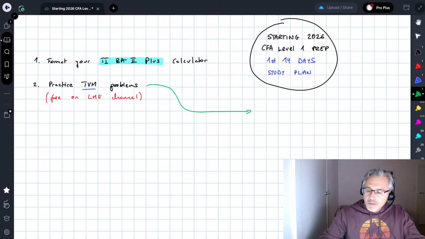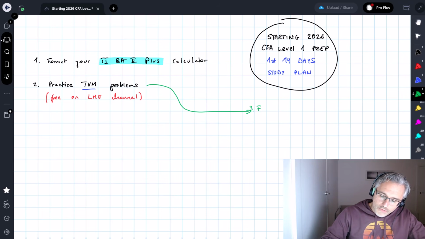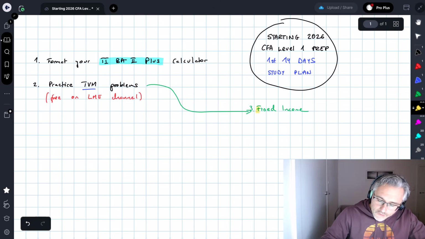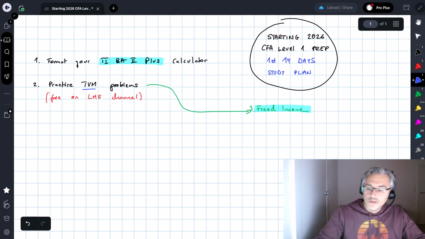So this is where we make the first of those jumps. Let's call this step number 3: go into fixed income. Because fixed income is absolutely reliant on time value of money mastery.